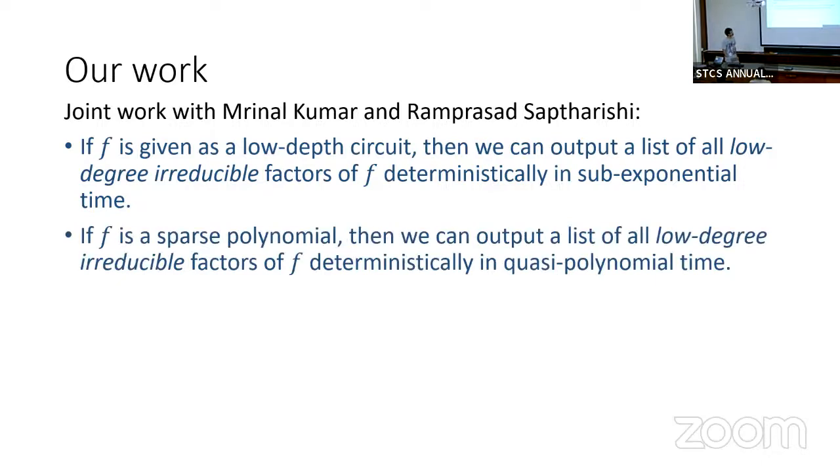And if moreover F was sparse, sparse just means that the number of monomials, which could originally have been like n plus d choose d, which could have been like n to the d, something huge. If you are given some bound on how many monomials there are, and if it's something manageable, then we can output a list of all low degree irreducible factors of F deterministically in quasi-polynomial time. And now out of context, these bounds seem like maybe not that impressive, that it's sub-exponential or quasi-polynomial.